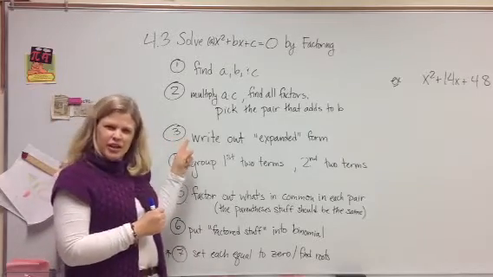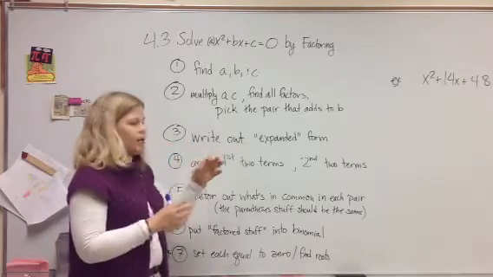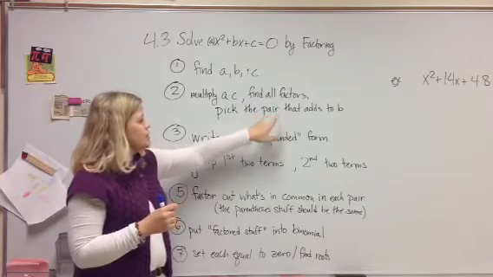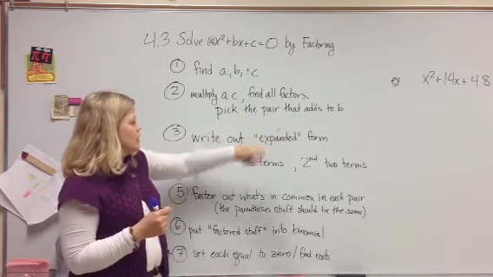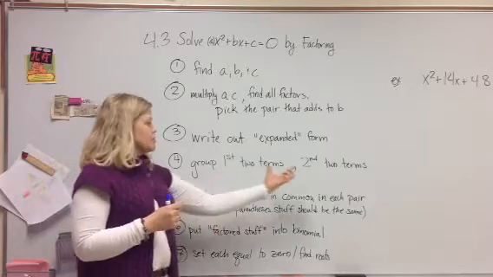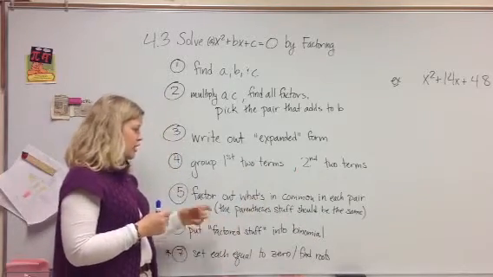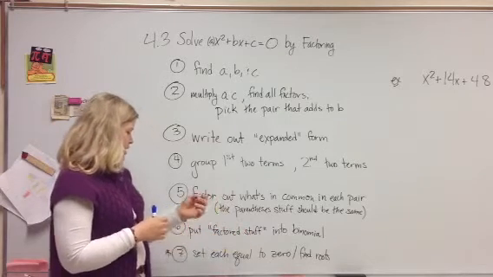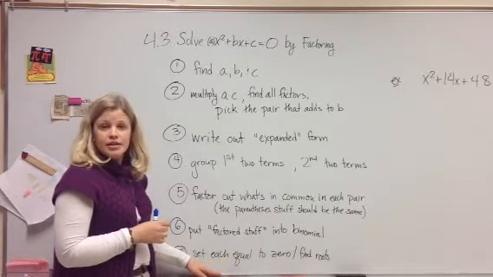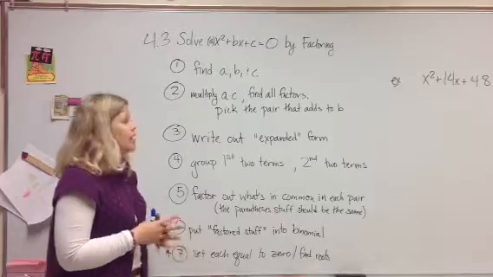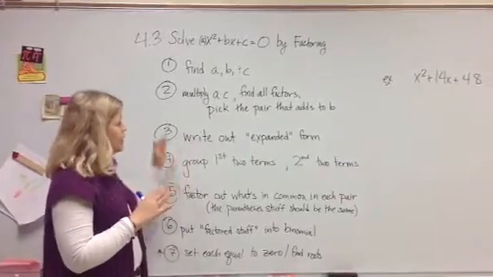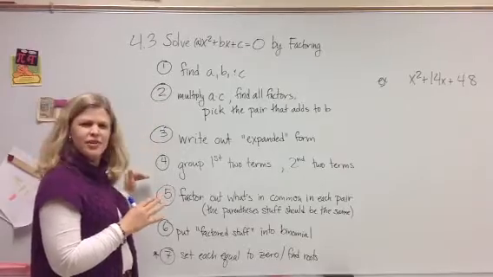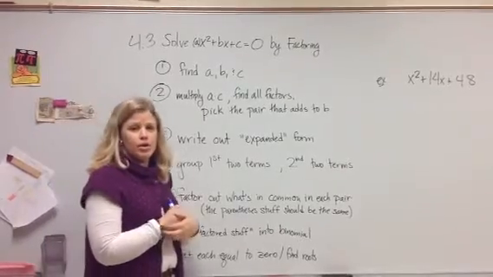This one sounds a little trickier. We'll talk about it. We're going to write it out in expanded form. In other words, whatever the pair was, you're going to write it out that way. We're going to group some terms together. We're going to factor out what's in common. Then we get to factor again. And then we're going to set each equal to 0 if we're asked to do that. I know those first steps are pretty self-explanatory and the others get fuzzy. I think you'll understand it more when we look at an example.